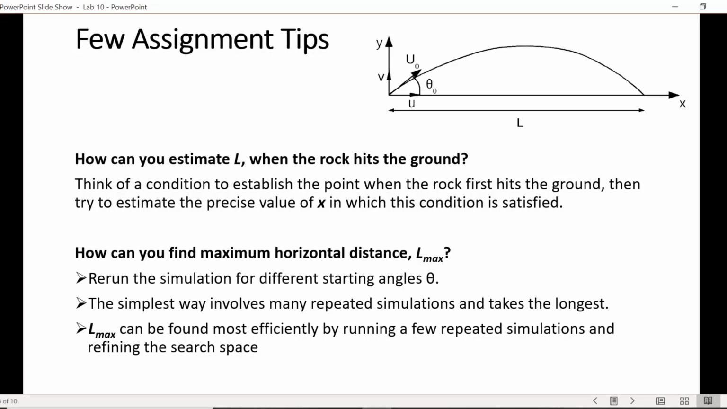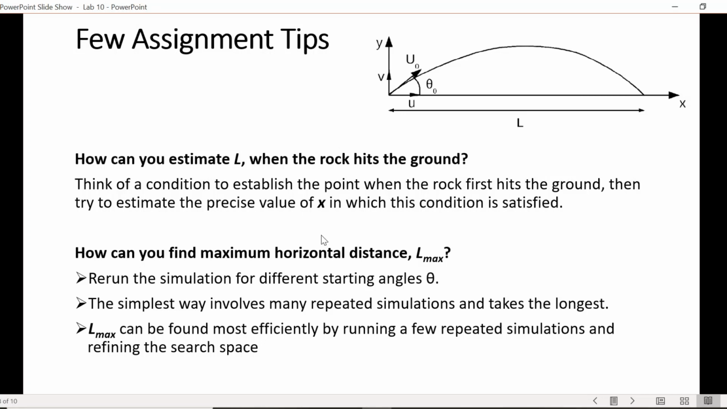In your assignment problem, you are required to implement the explicit Euler method to solve ODEs. But there are a few additional things to discuss. There is a question where it asks you to estimate the distance traveled by the rock when it hits the ground. For that, just think of a condition to establish the point when the rock first hits the ground, and after that try to estimate a value of horizontal distance x in which the condition is satisfied.